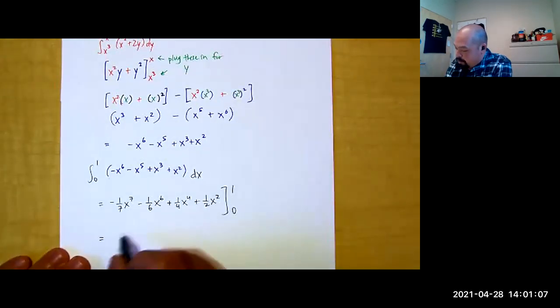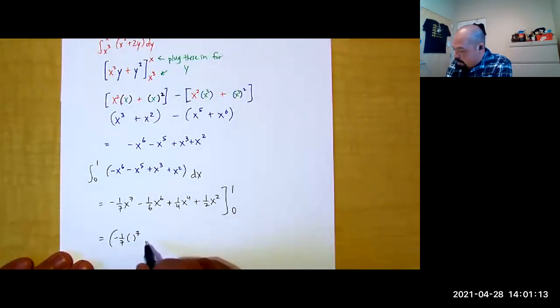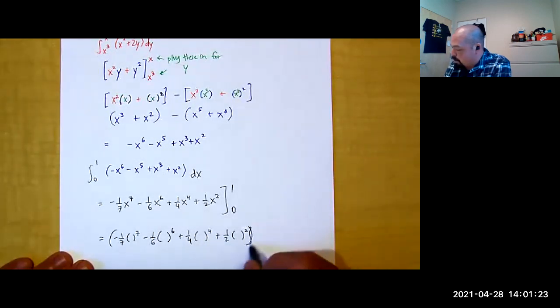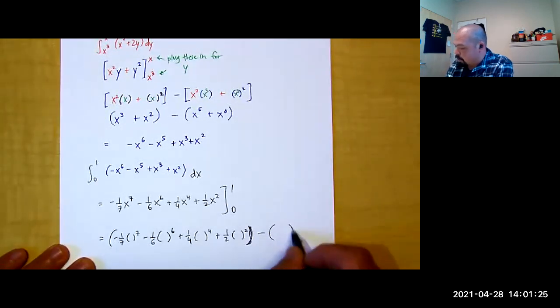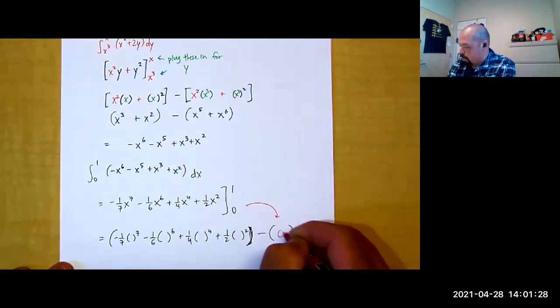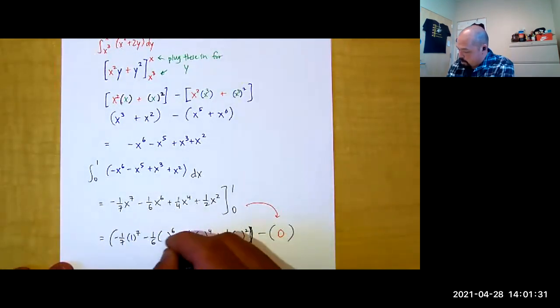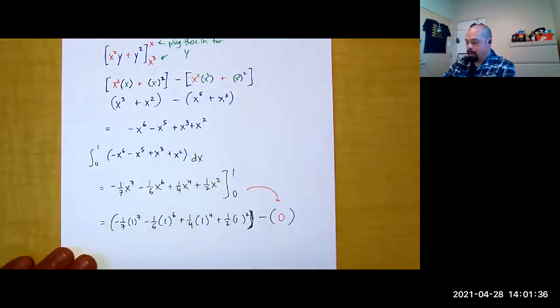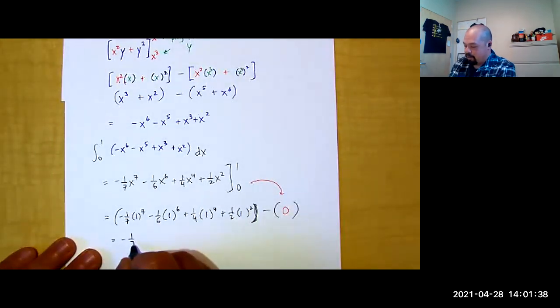Plug in the upper limit, 1: negative 1/7 times 1 to the 7th minus 1/6 times 1 to the 6th plus 1/4 times 1 to the 4th plus 1/2 times 1 squared, minus, and then write all those other ones. These become 0. Plug that 1 in. So then the fraction: negative 1/7 minus 1/6 plus 1/4 plus 1/2.